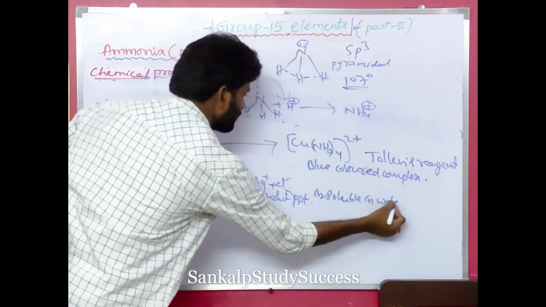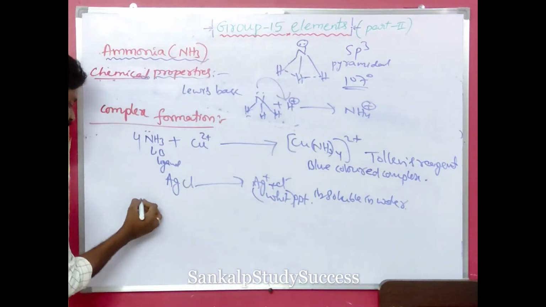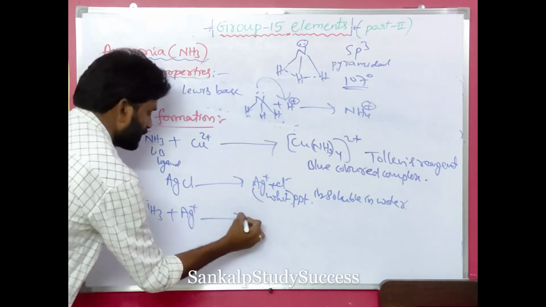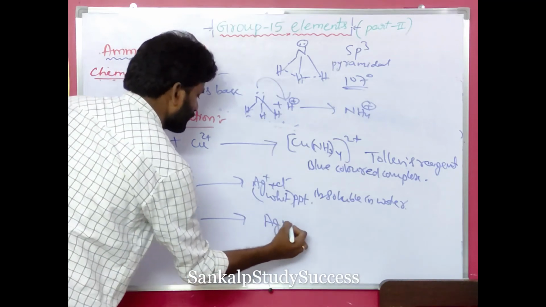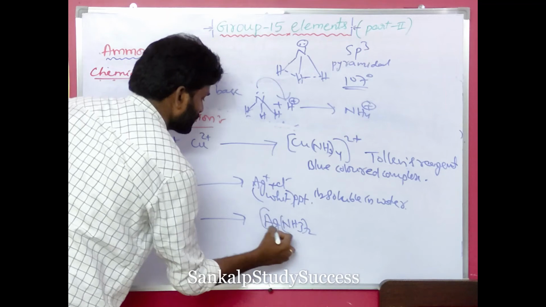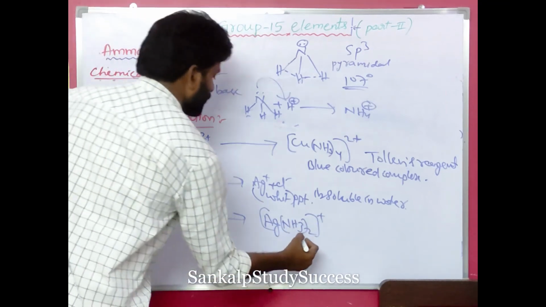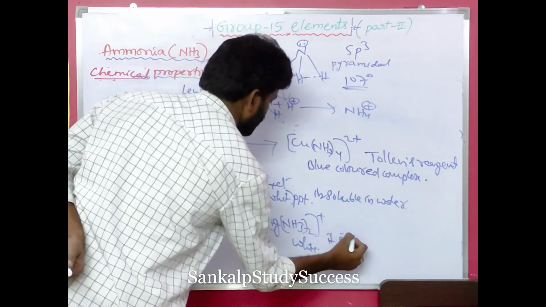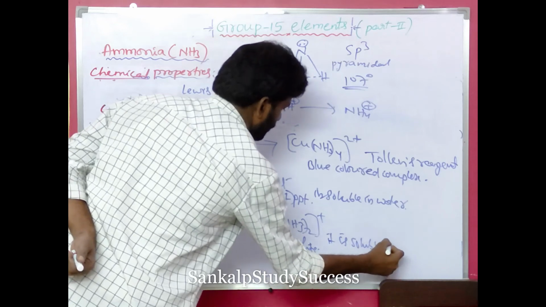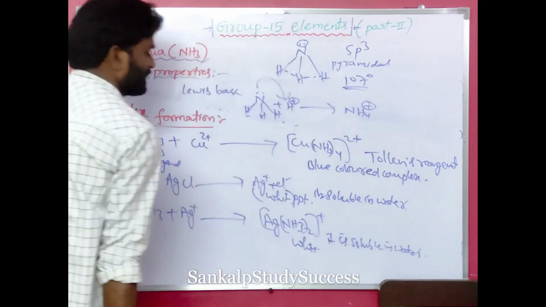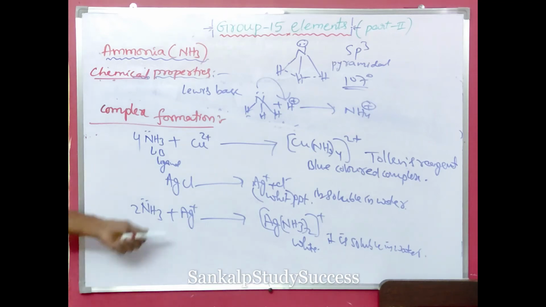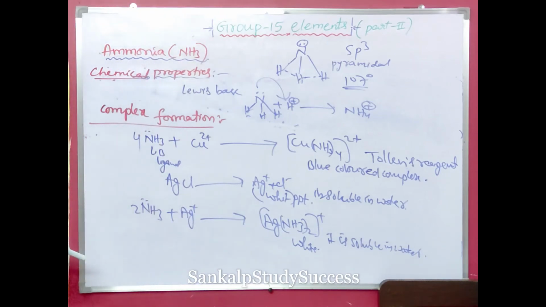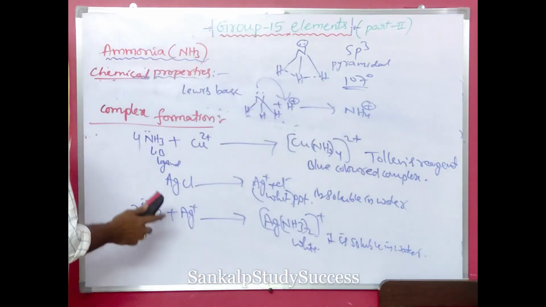When AgCl, or Ag+, is treated with ammonia, it forms a complex compound, [Ag(NH3)2]+. So this is a colorless aqueous solution. It is soluble in water. But AgCl is a precipitate that is insoluble in water. When it is treated with ammonia, that can form a complex compound. It is soluble in water, right? And some more chemical reactions.